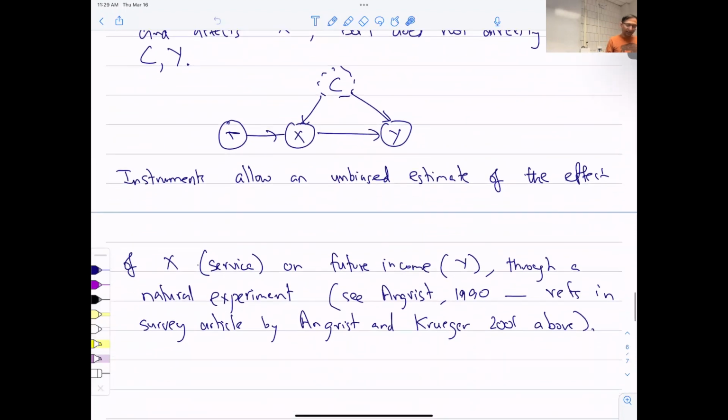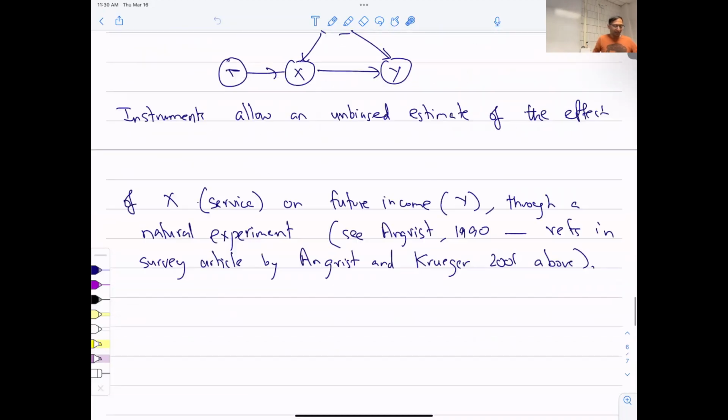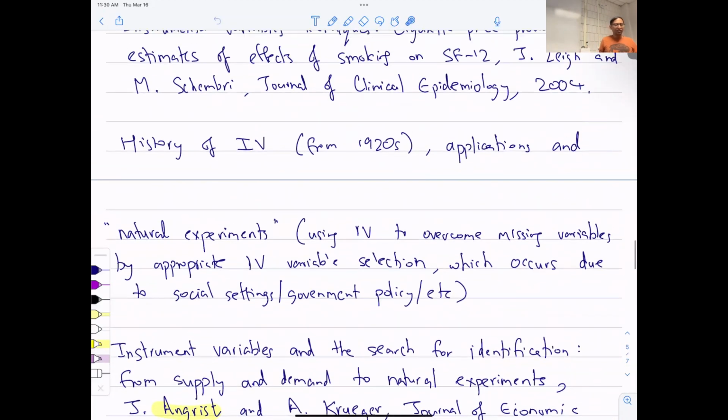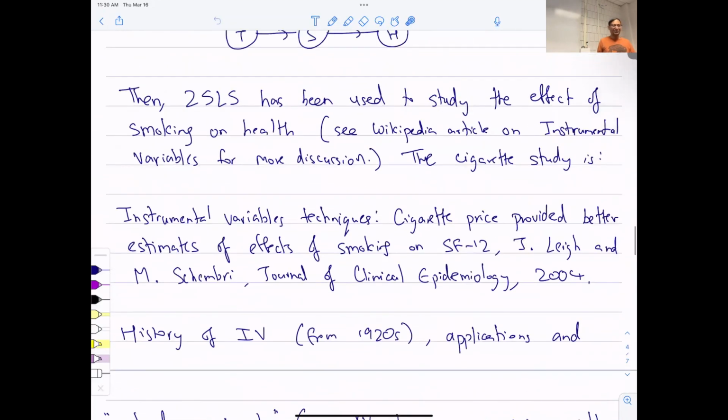All right, so you can read that also. This thing goes back to a paper by Angrist in 1990, and you can look at the survey articles in 2001 above, and they're much more on IVs. It looks like a magic black box. Okay, now I'll tell you the downside of IVs.